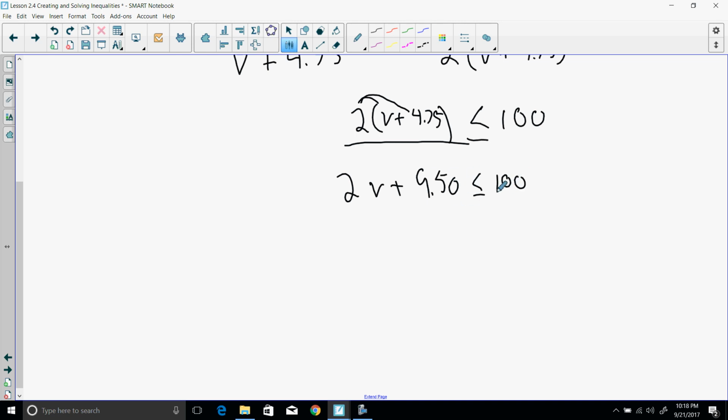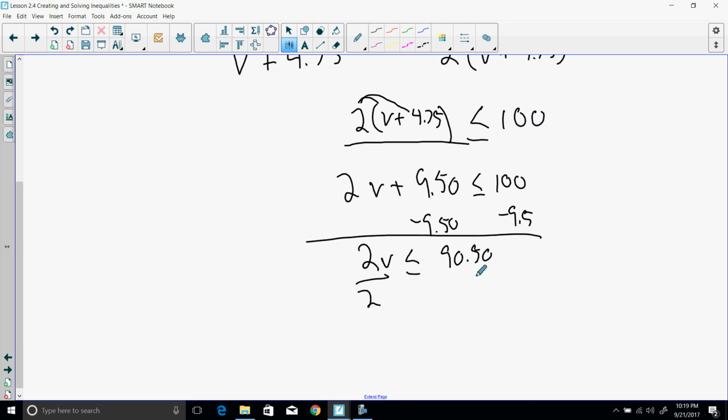Now I got a 2-step inequality. I got to subtract $9.50 minus $9.50, and I get 2V is less than or equal to $90.50. Divide by 2. Divide by 2. It is not negative, so I am not going to flip the sign. My video game price has to be less than $90.50 divided by 2 is $45.25. So what does that mean?